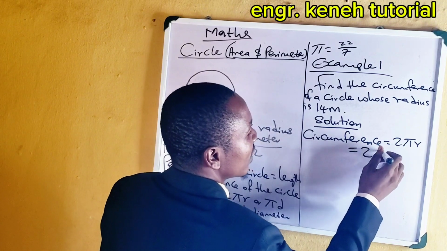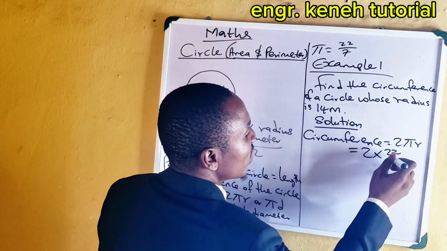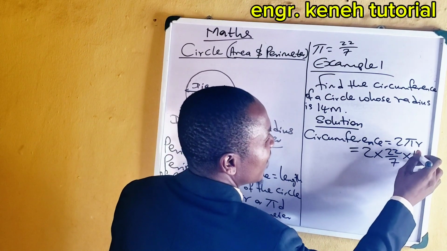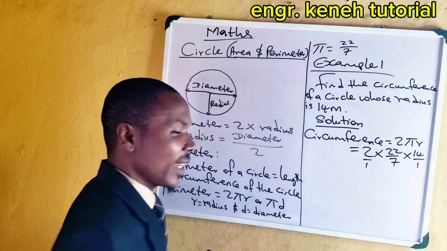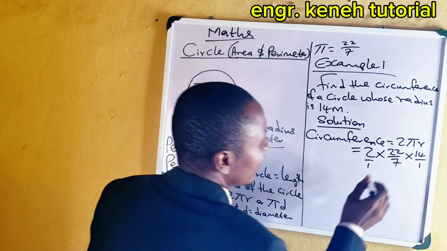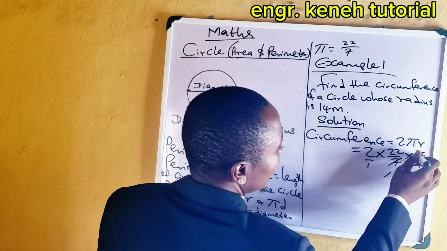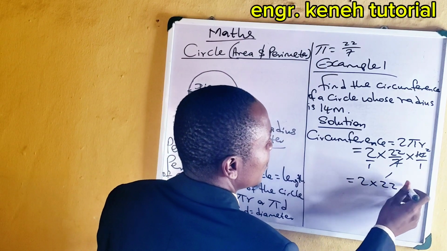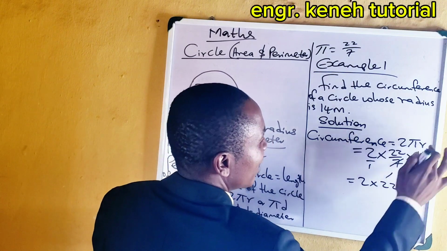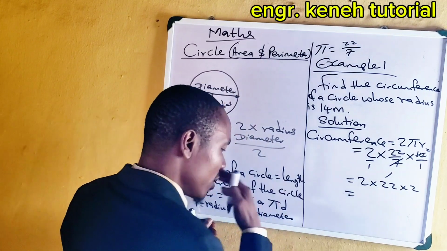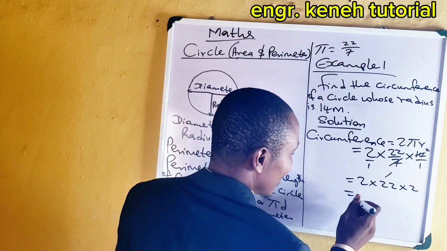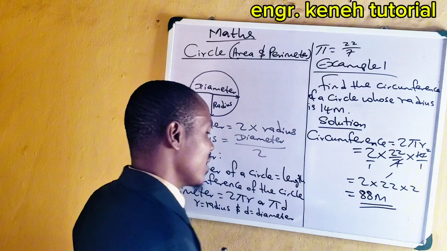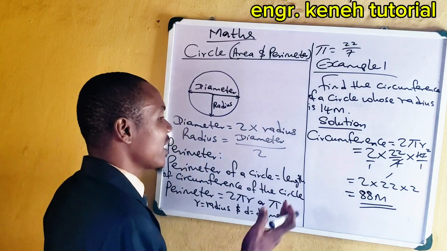So we have 2 times, for pi we have 22/7, and for r we have 14. Can you see that? We have 14 here all over this. What can divide? 7 can divide. When 7 divides itself we have 1, and dividing 14 we have 2. So we have 2 times 22 times 2. 2 times 22 gives us 44, times 2 again we have 88. So we have 88 meters. Can you see that? So that is how it can be solved.